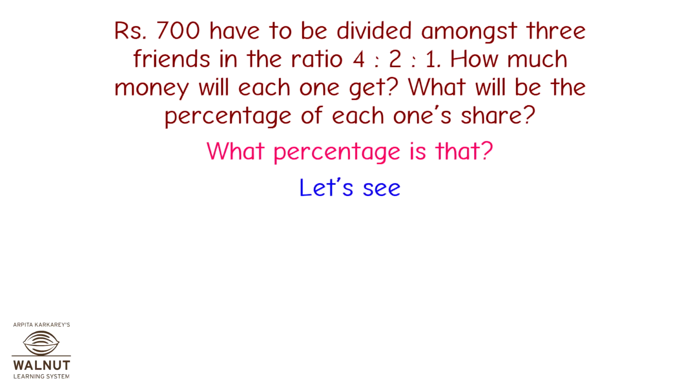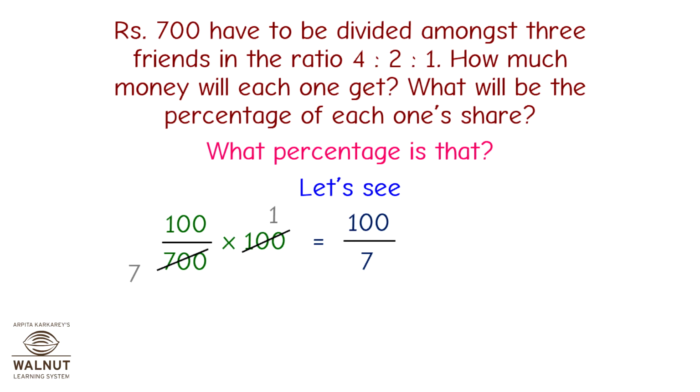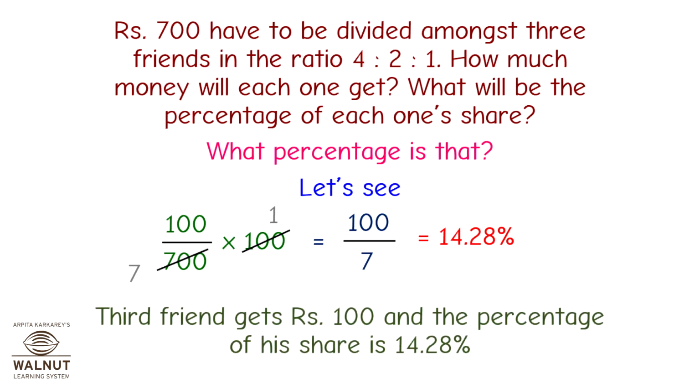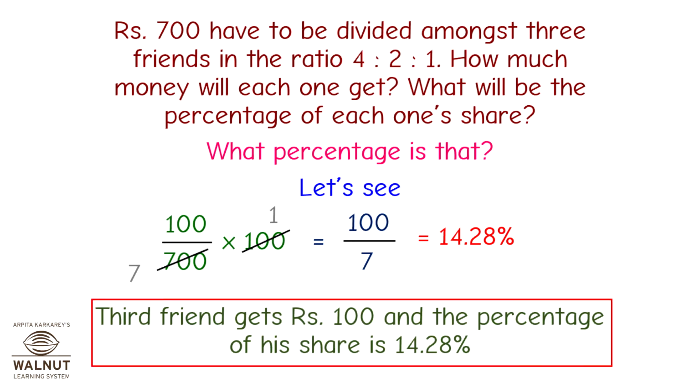What percentage is that? Let's see. 100 upon 700 into 100. That is equal to 100 upon 7. That is equal to 14.28%. Third friend gets rupees 100 and the percentage of his share is 14.28%.